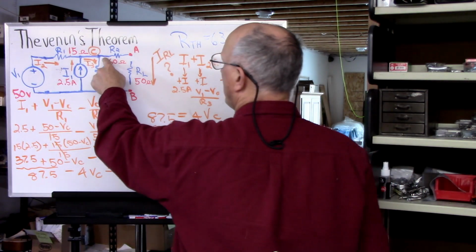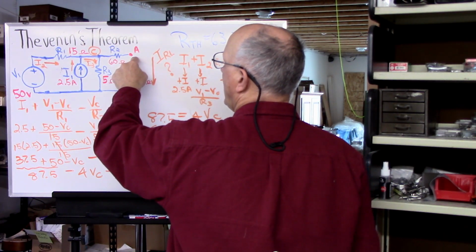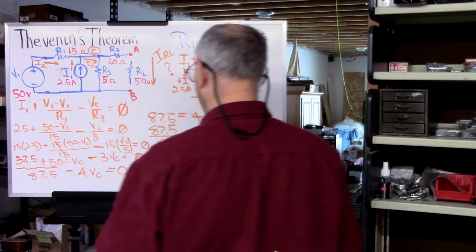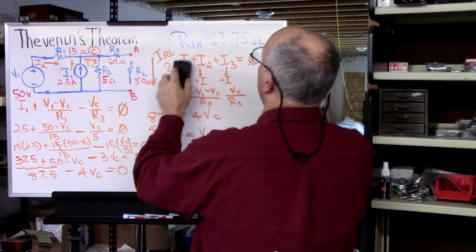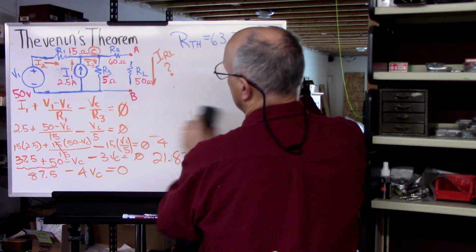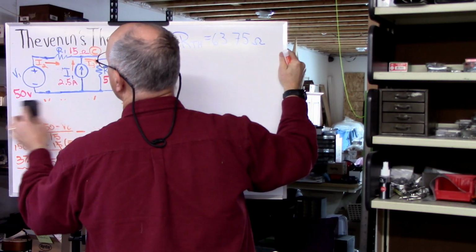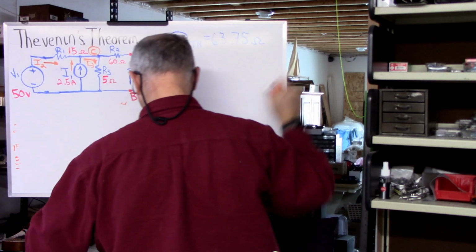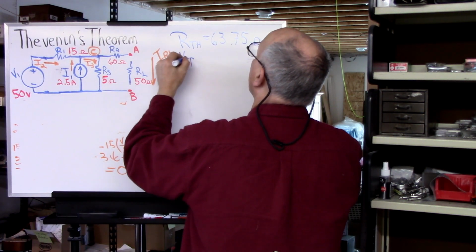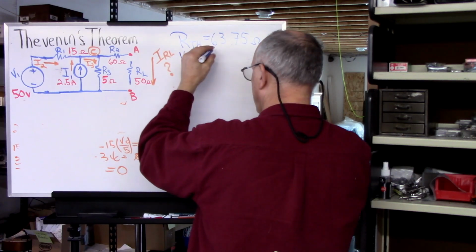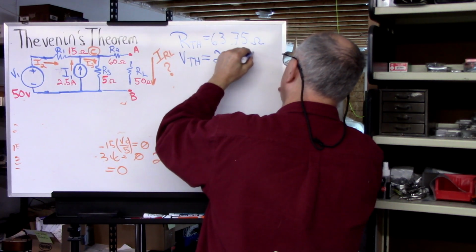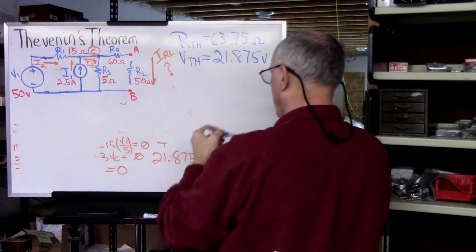Now there's no current through here, so the voltage at A is going to be the same as the voltage at C. So that means that our Thevenin voltage, V Thevenin, up here is equal to 21.875 volts.